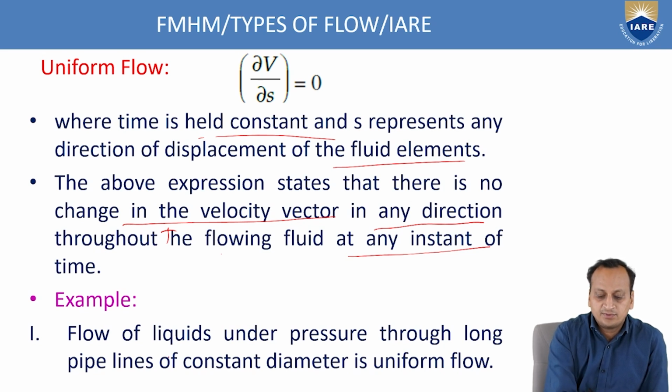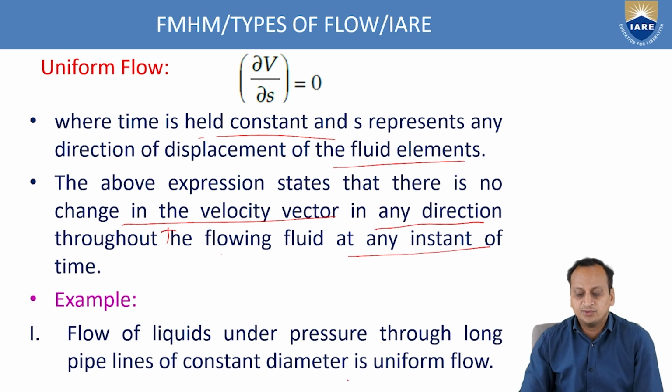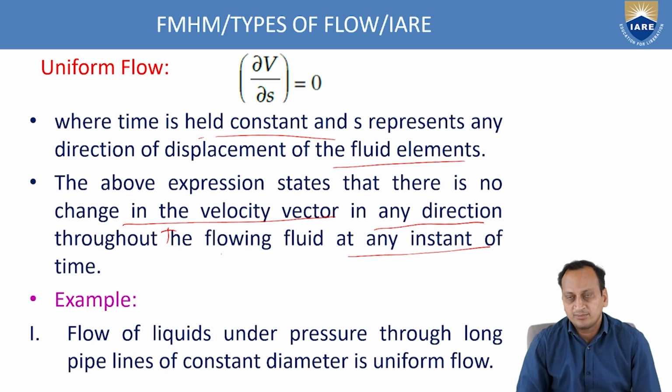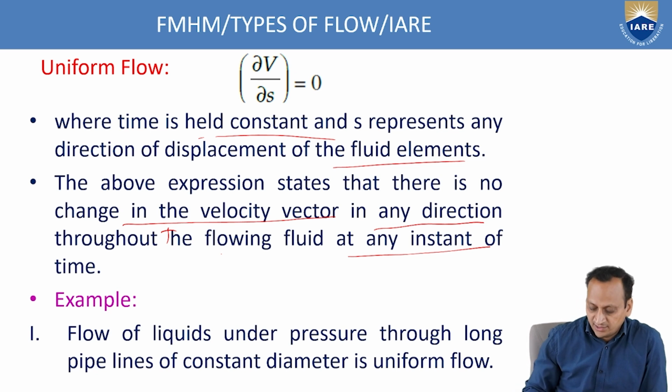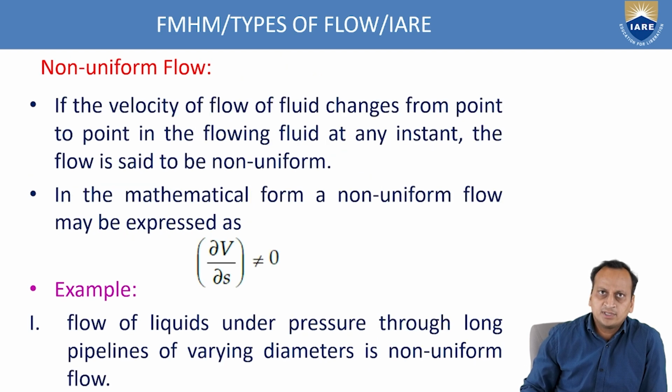So an example is the flow of liquids under pressure through long pipelines of constant diameter, which is uniform flow. So a long pipeline at a constant rate means it maintains a constant velocity. Therefore, ∂V/∂s is equal to 0. This is nothing but uniform flow.